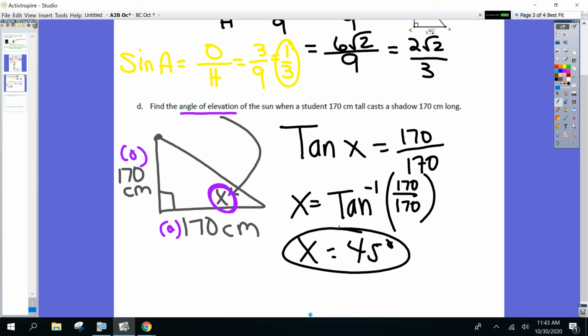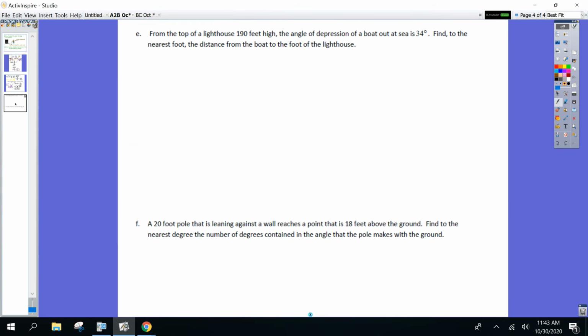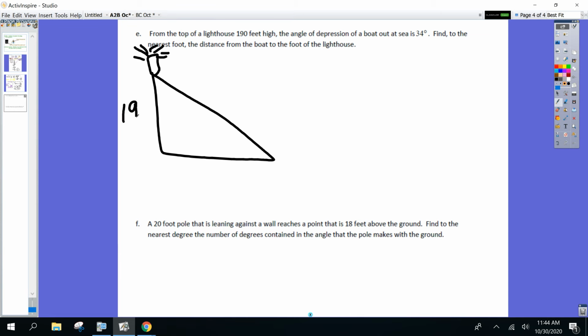All right, that's elevation. Ground up, that's elevation. We also have depression, which is now you're on the top of the building looking down at somebody. So we have a lighthouse here. It is 190 feet high, so can we put the 190 where it should go? 190 feet high.